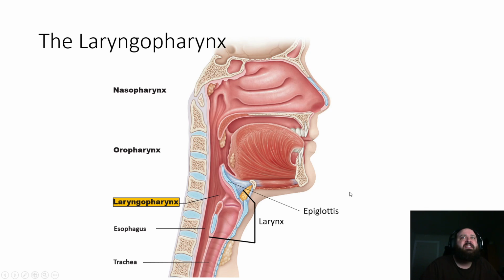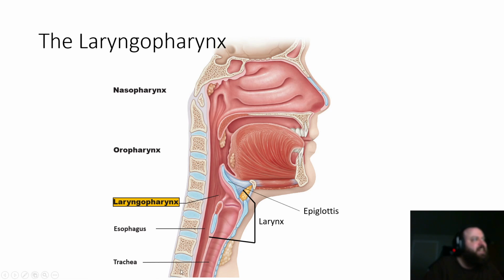It's found posterior to the epiglottis. Here's the epiglottis right here. And so the laryngopharynx is behind it, and it extends to the larynx. And we'll talk about what the larynx does. This is a very key point of location in your body. It represents the point in which the digestive system and the respiratory system diverge.